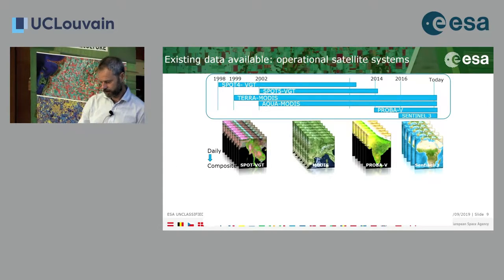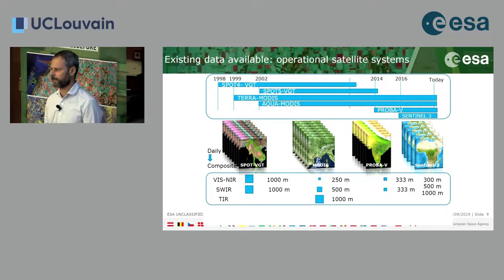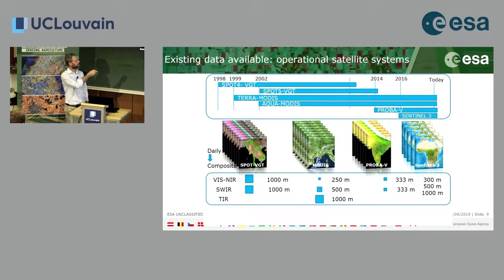To do that, what you need is a frequent satellite. Frequent means that you should have at least one image a week. To have one a week, because of the clouds, you should have one a day. From one image per day, you can make a composite. Up to the Sentinel-2 era, what we could do was just with coarse resolution satellites: with VEGETATION, with MODIS, with ProbaV, which Pierre reminded you yesterday was a continuation of SPOT, or with Sentinel-3.